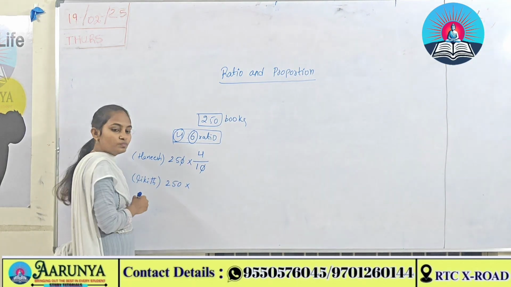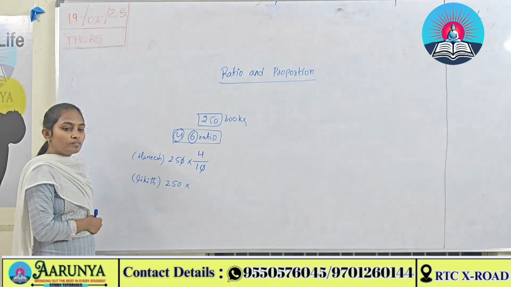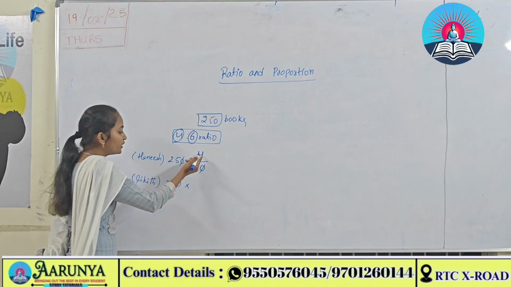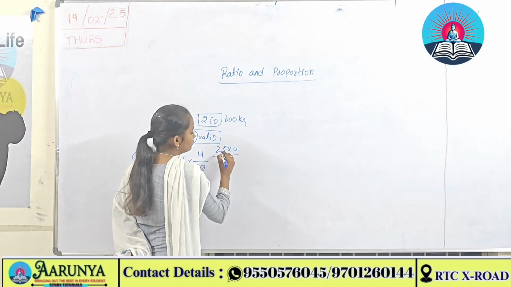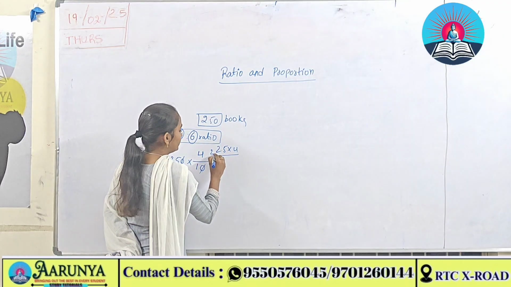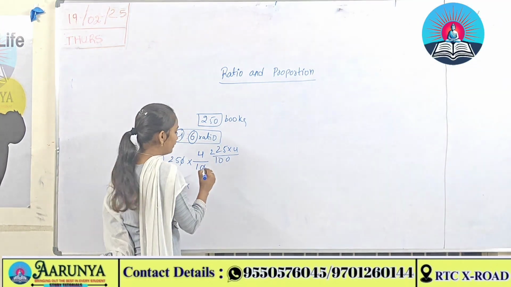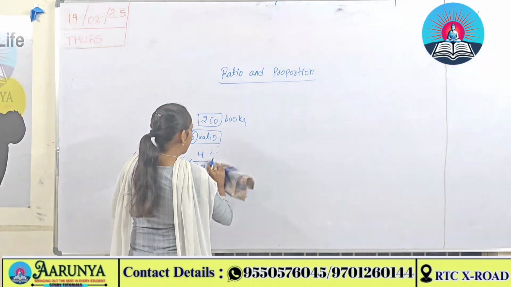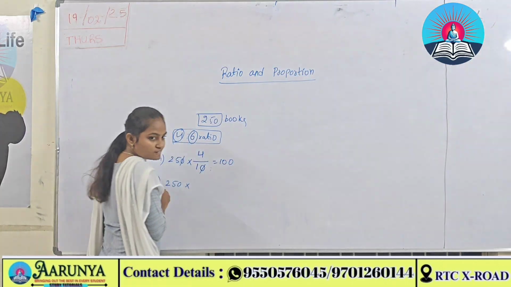What is 25 into 4? So this is 25 into 4. 4 fives are 20. 4 twos are 8. 8 plus 20 is... 100. So this is 100.